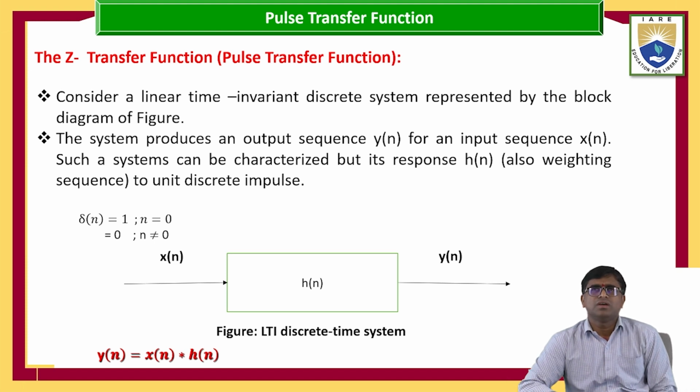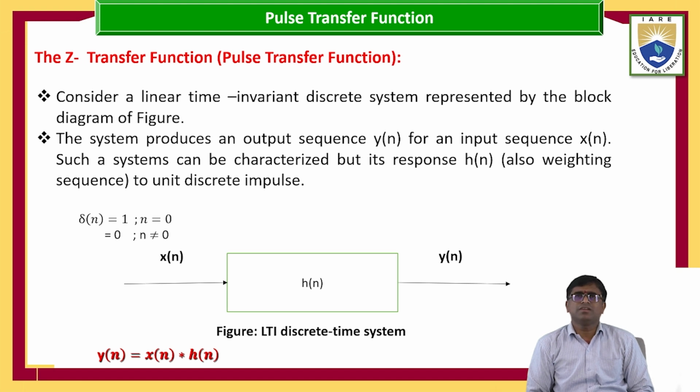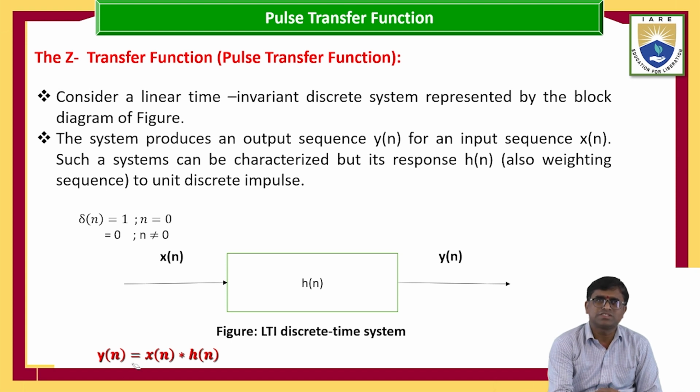So the output is y of n, the input sequence is x of n, and the system characterization is the response h of n. It is also a weighting sequence, the discrete time impulse function. The impulse function is 1 for n equal to 0, and for n not equal to 0, the impulse function is 0. So the output of the system is y of n equal to x of n into h of n.